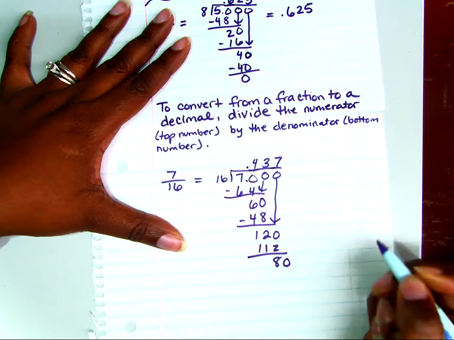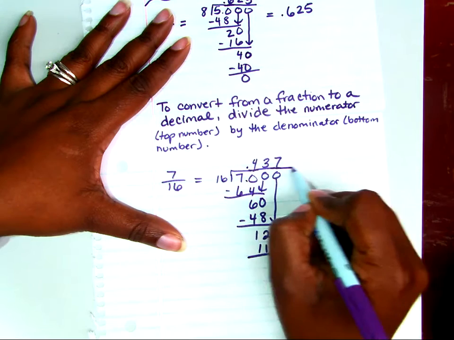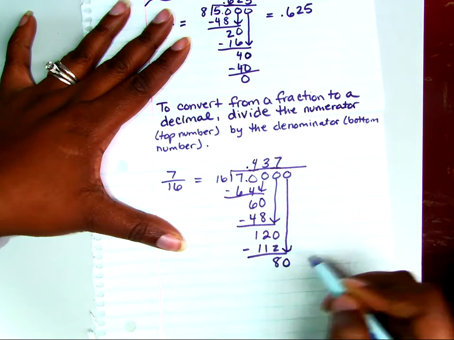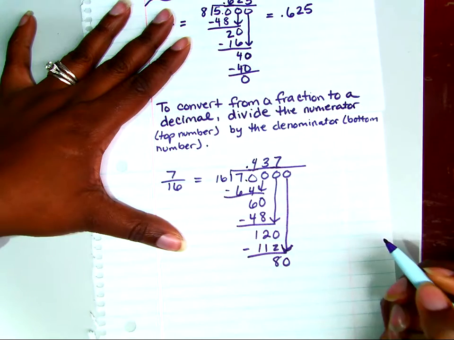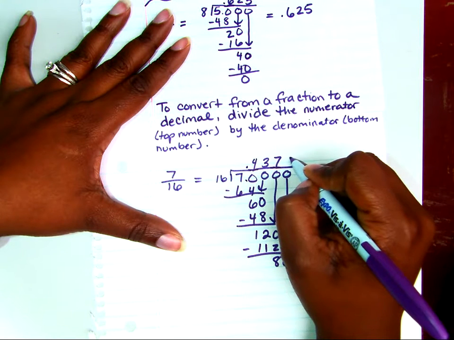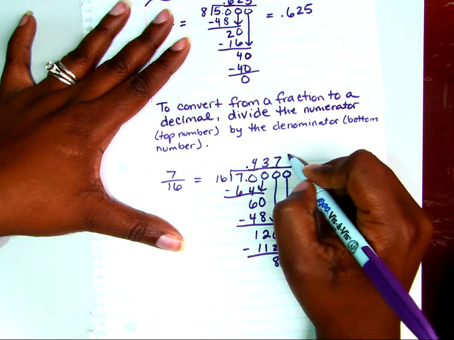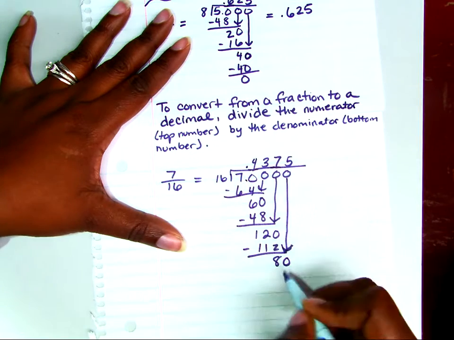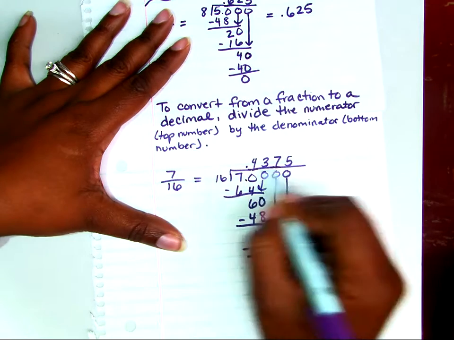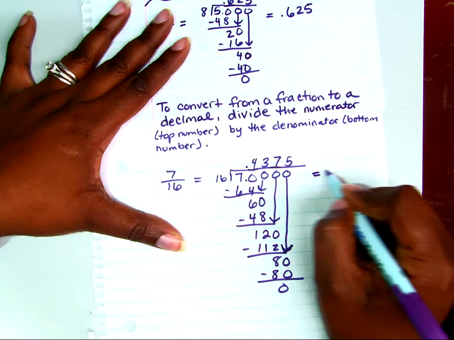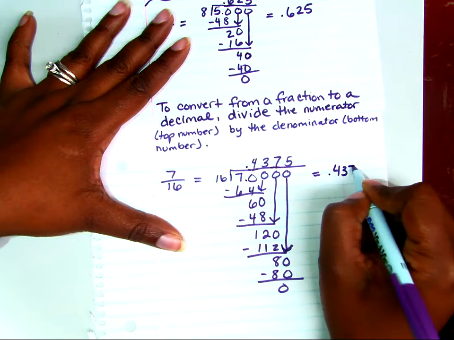How many times does 16 go into 80? 5 times. So my answer is 0.4375.